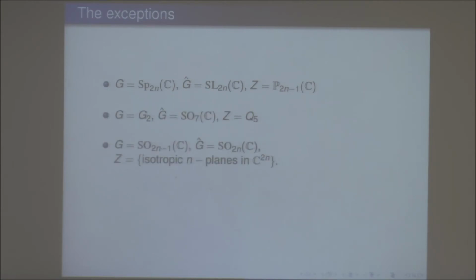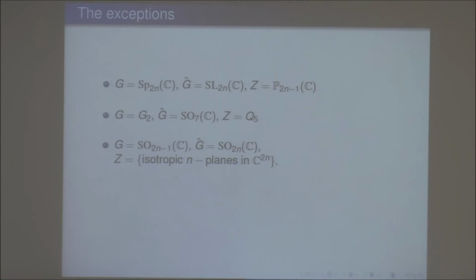So here are Onishchik's exceptions. I think you all know them, but I thought I would list them. So G, for me, is the small group. The easiest example everybody has thought about is the symplectic group on odd-dimensional projective space. The big group is SL. You get into the Cayley numbers, the octonions, in the other example. The small group is G2, and the big group is SO7, and the ambient manifold is the 5-dimensional quadric.